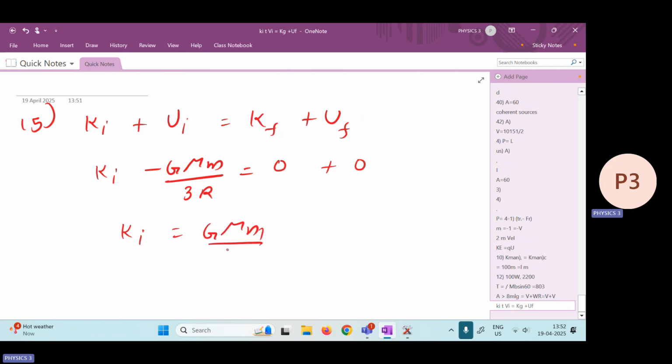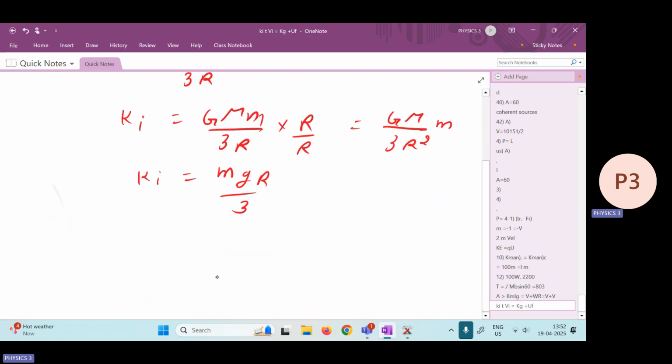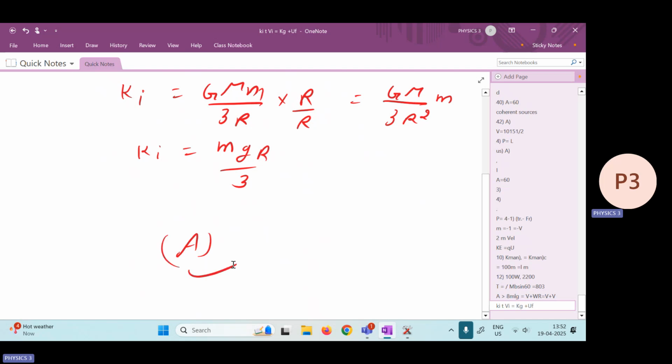Okay, so we have to write that in terms of the small g. So we can multiply this with r and r over here. So that comes out to be GM upon 3r square into m into r. So initial kinetic energy comes out to be mgr upon 3. Okay, so option A is absolutely true in this situation. Okay, now let's go to the next question.